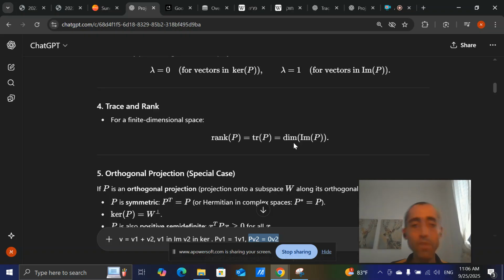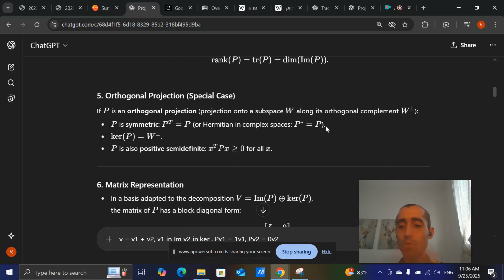The next property is the trace and rank. You can see that the rank of a projection matrix equals its trace. Remember that trace is something that stays similar between similar matrices. So if you think about what you just saw about the eigenvalues, the rank of a projection transformation equals its trace, which is the dimension of the image of P.